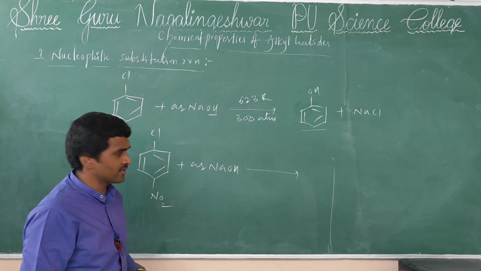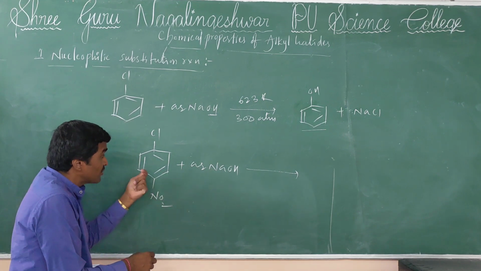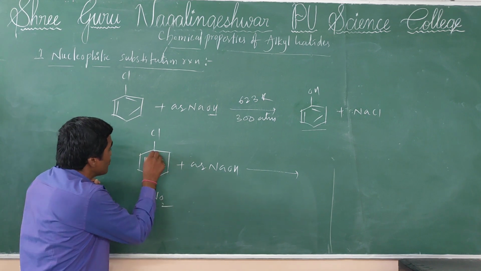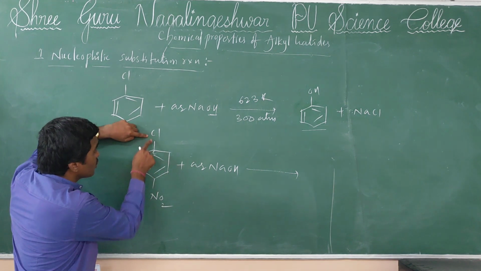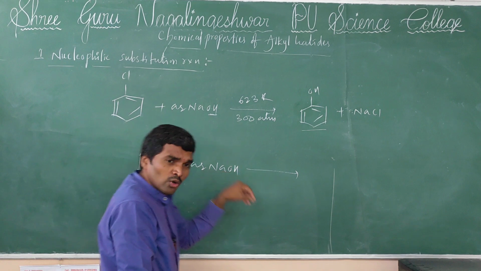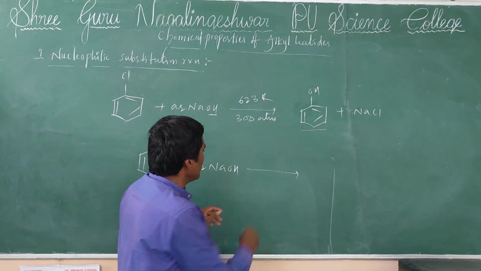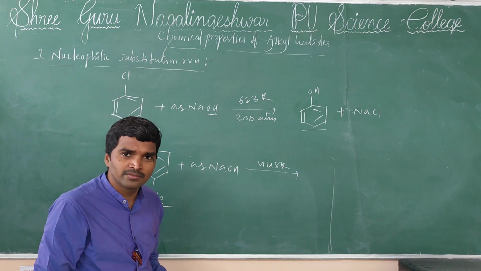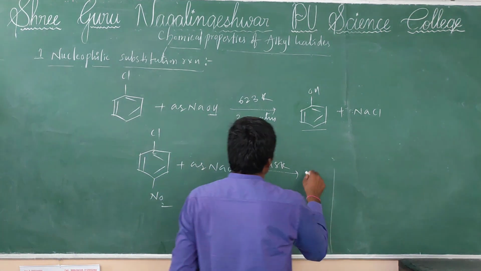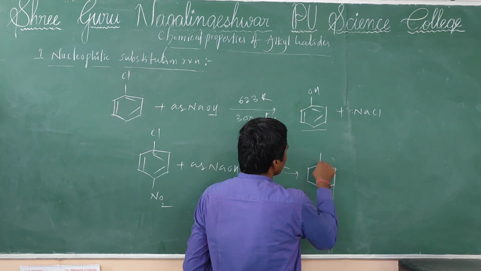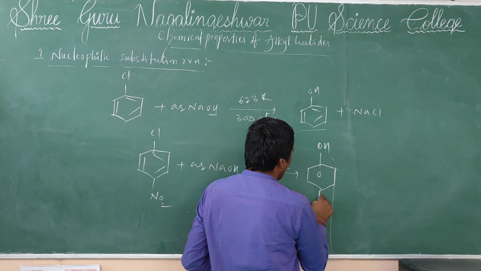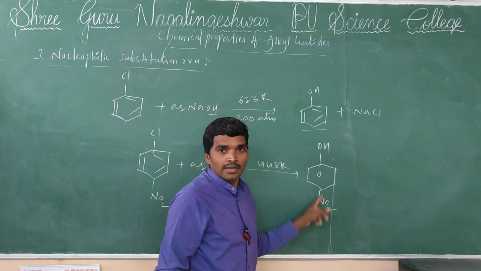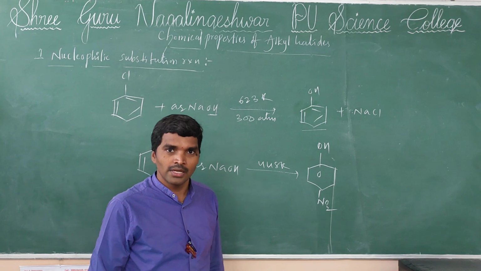quickly compared to the first reaction. Fast reactions take place. Why? Because the NO2 withdrawing group is weakening the bond of carbon to chlorine. So that's why at low temperature only, at 448 Kelvin temperature only, the reaction takes place. Okay. So now the answer will be para-nitrophenol. Understood?